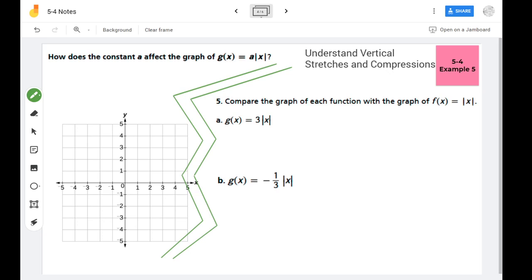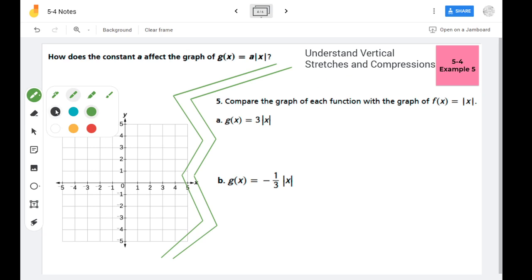In this video, I'm covering example 5 from section 5-4 in the SavvasRealize Algebra 1 textbook. The focus of this example is to understand vertical stretches and compressions.